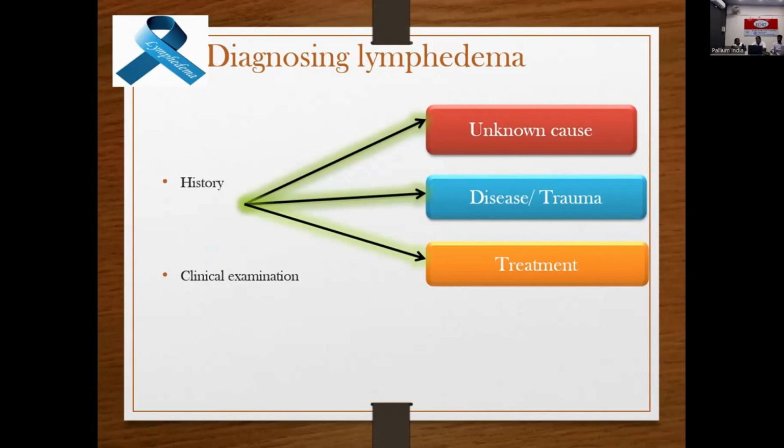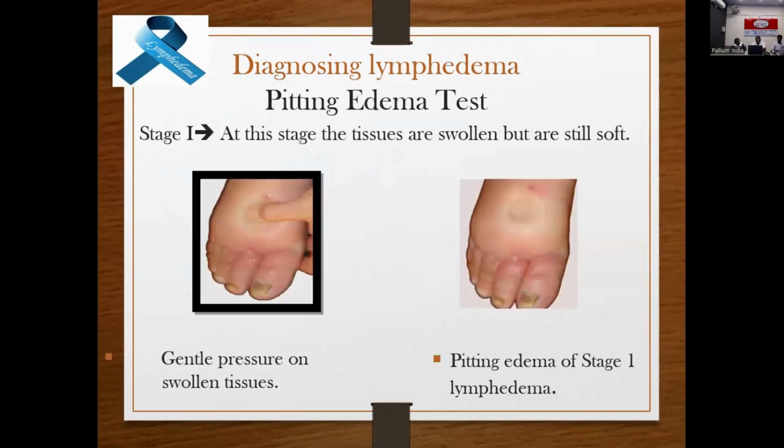Next one is clinical examination. In clinical examination, we already discussed the skin changes and all. Just go through that and see how the skin looks. So that is the clinical examination. Other than that, how to diagnose the lymphedema?